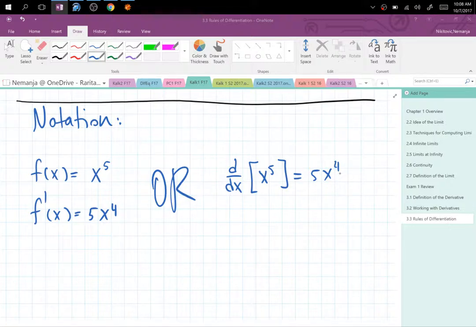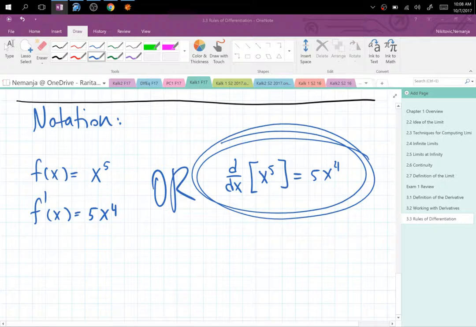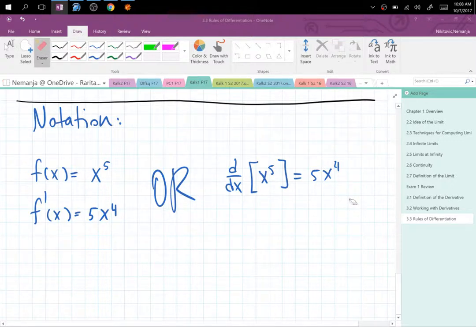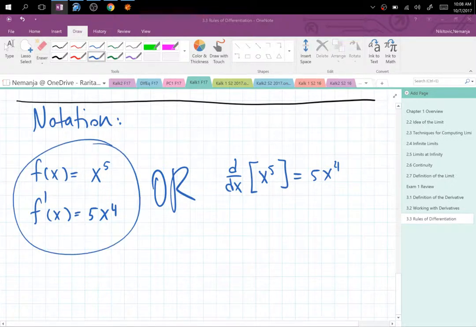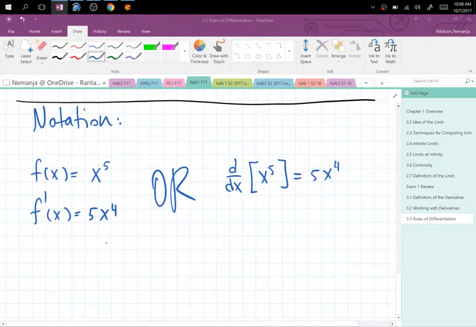So if you want to write in line, you will use this notation. If you don't want to write in line, you will write separate lines, function, and so on. So I will sometimes use one, sometimes the other. I'll be switching between them.